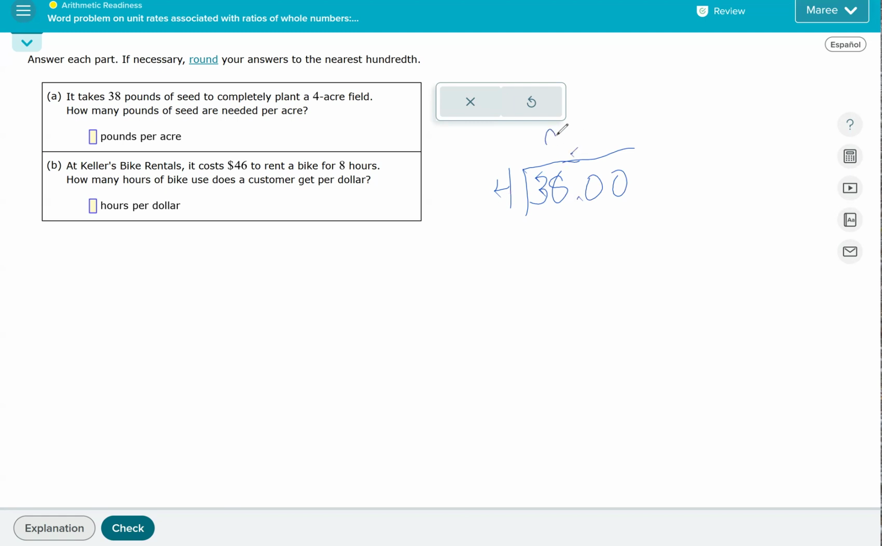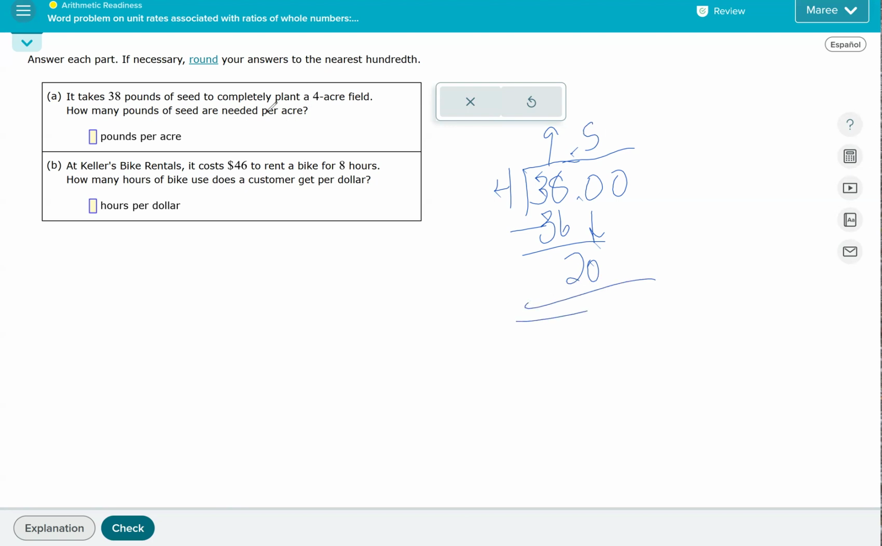4 goes into 38 8 times, which is 32. Subtract, 6, bring down. 4 goes into, oh, wait, it goes in 9 times. Sweet. Notice that the 6 there is bigger than 4. That means we did not get a big enough number up here. So we need to do 9, subtract 36, bring down. There we go. 4 goes into 20 5 times evenly.